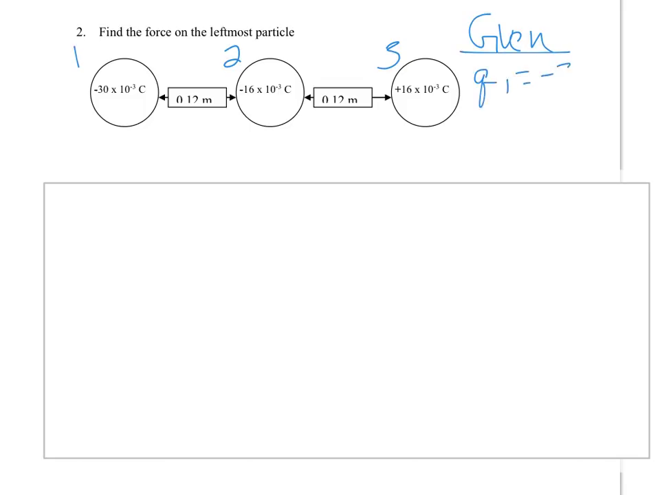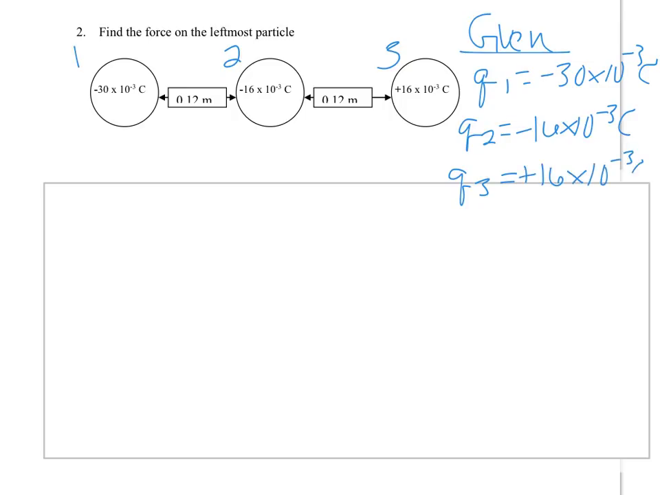Q1 is negative 30 times 10 to the negative third coulombs. Q2 is negative 16 times 10 to the negative third coulombs. And Q3 is a positive 16 times 10 to the negative third coulombs.